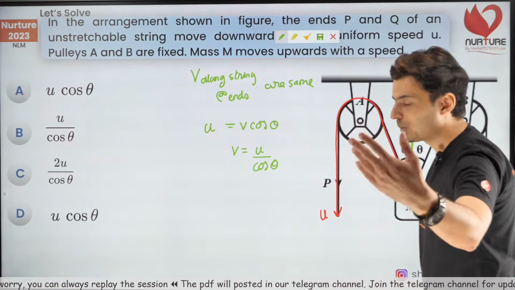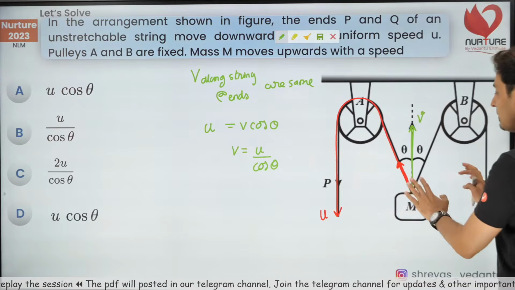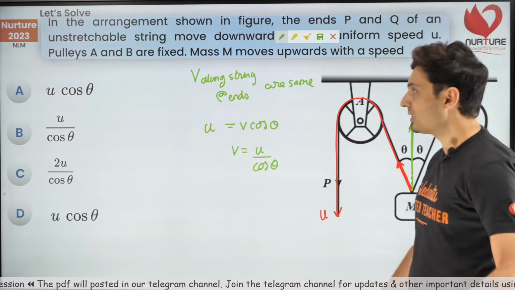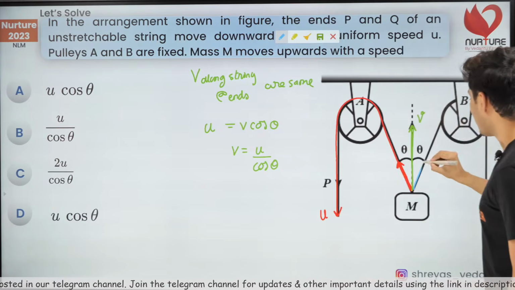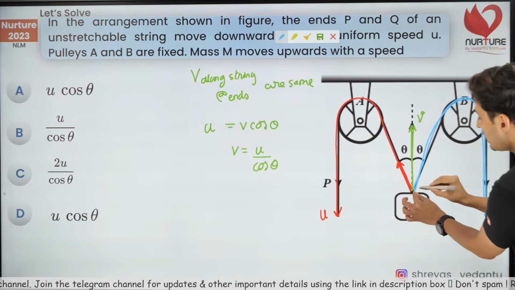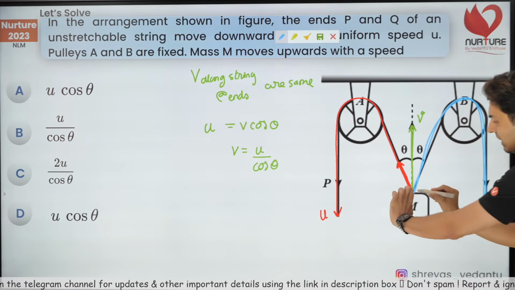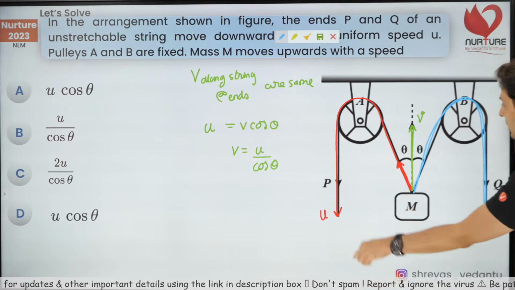No, it is not 2U, Praneet. This string is separate, this string is separate. A lot of people think it should be 2, but there is no need of 2 because there are 2 different strings. This string is different. This string also will have the same law. Don't think that it is connected at the same point. These are 2 independent strings.